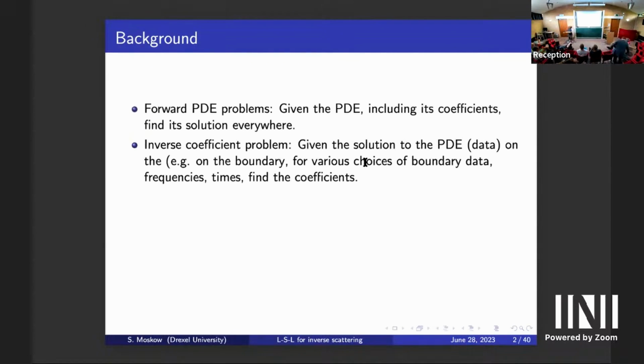First, this is just stating the obvious for the people here anyway. When you're doing a forward problem, you're given the PDE and the coefficients, and you find a solution everywhere. And then the inverse problem is the kind I'll be talking about, where you're given the solution to the PDE as your data in some form on the boundary for various choices of things like frequencies, times, etc., and you find the coefficients.